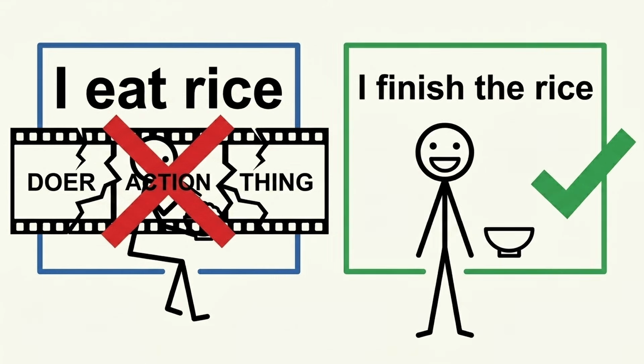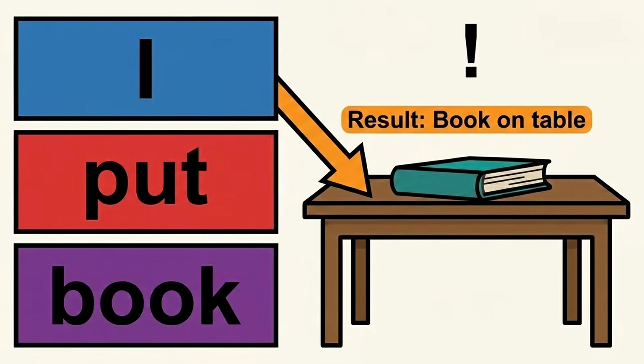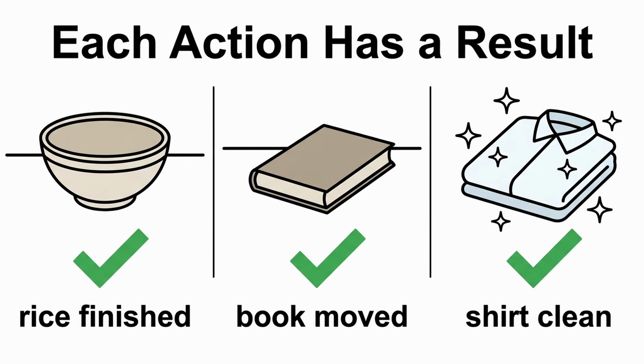Because real life isn't I eat rice, real life is I finished the rice. I put the book on the table. Notice what's different. I'm not talking about the past tense. Every single one of these has a result. Something happened to the object, right? The rice didn't just get eaten, it got finished. The book didn't just exist, it ended up on the table. The clothes didn't just get washed, they became clean.